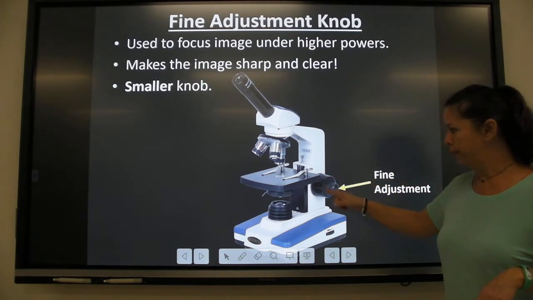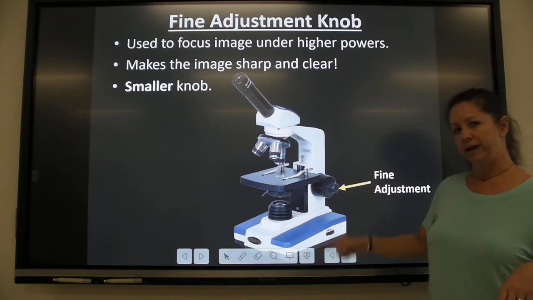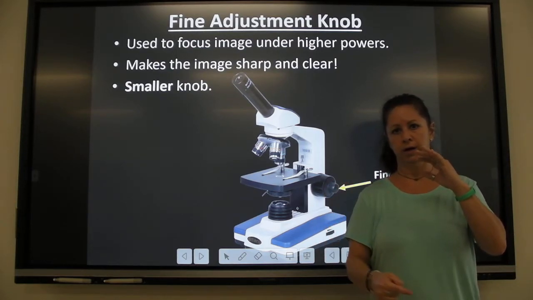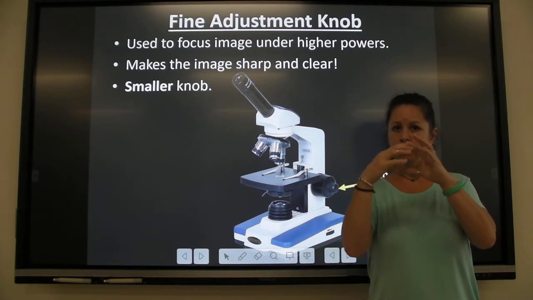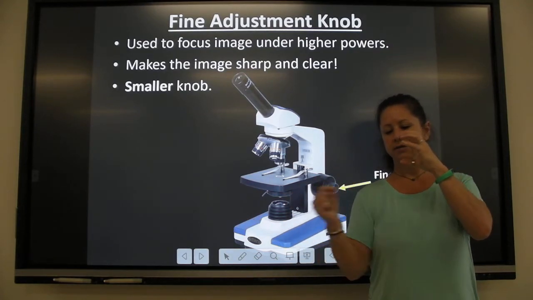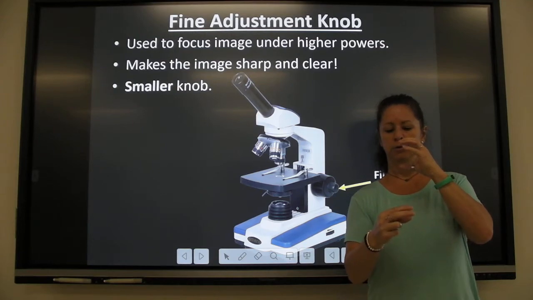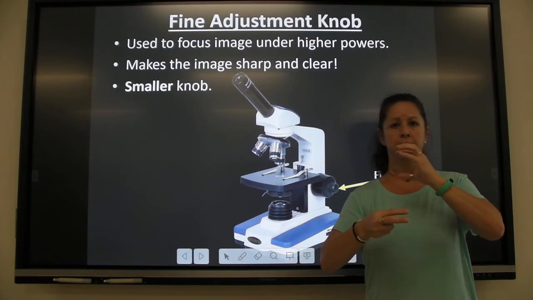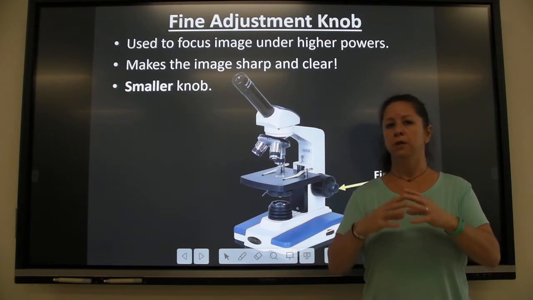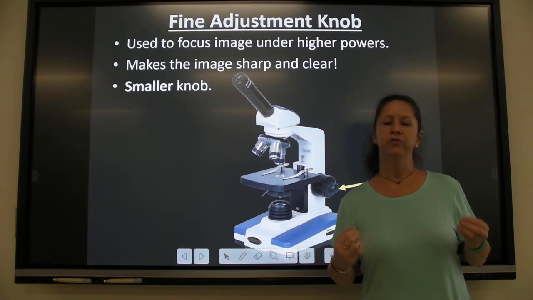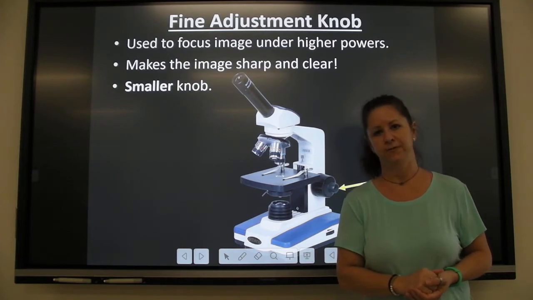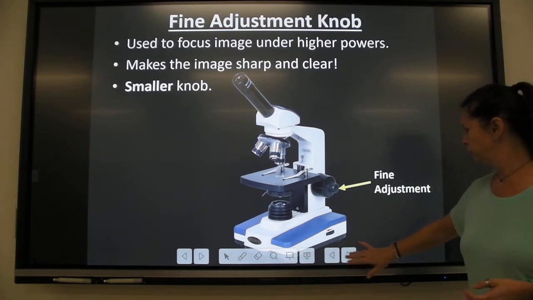Now, I pointed out to look at this that looks like a wedding cake. Some of our microscopes have two different knobs. The big knob, the coarse adjustment, is sitting separate from the little knob. So one will be kind of up a little bit, and one will be down a little bit, all right? But it doesn't matter where you find them. The larger of the knobs is going to be coarse adjustment. The smaller of the knobs is fine adjustment.